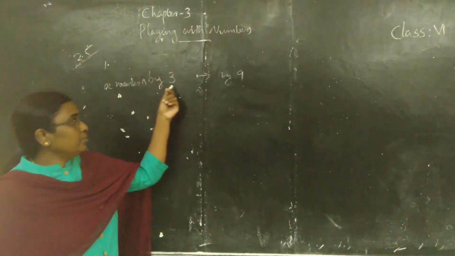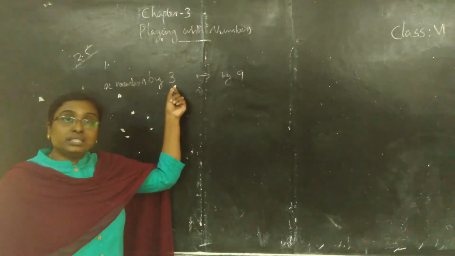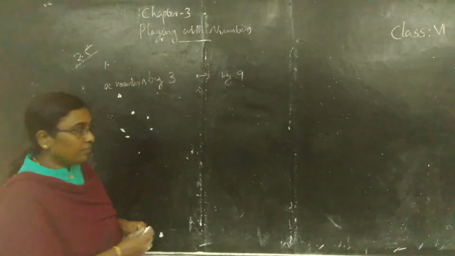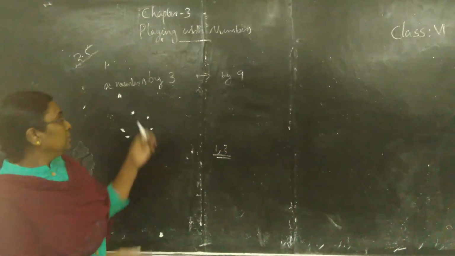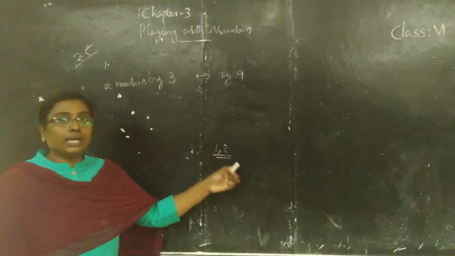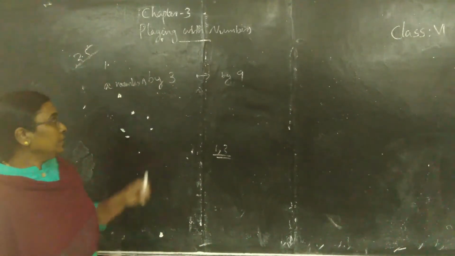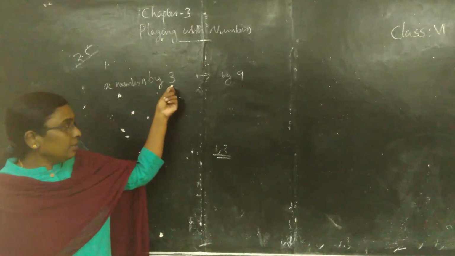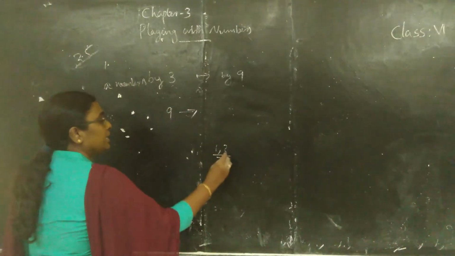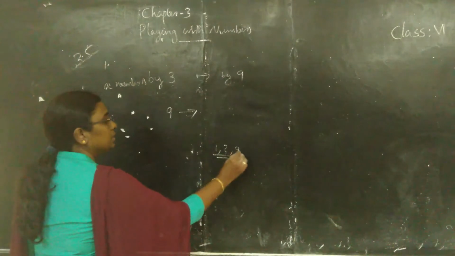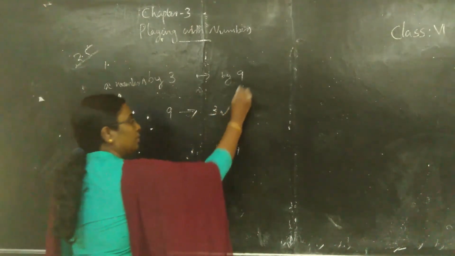Here a number is divisible by 3. So we can say that that number is divisible by each factor of 3. What are the factors of 3? 1 and 3 are the factors. So this number is divisible by only 1 and 3. It is not divisible by 9. If a number is divisible by 9, then it is divisible by each of its factors. The factors of 9 are 1, 3 and 9. So it is divisible by 3. This is true, but the first is false.